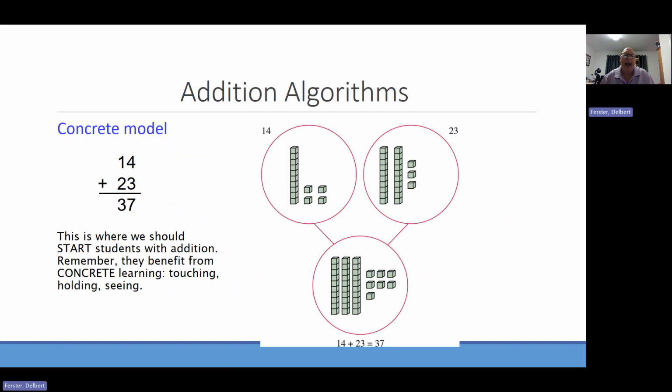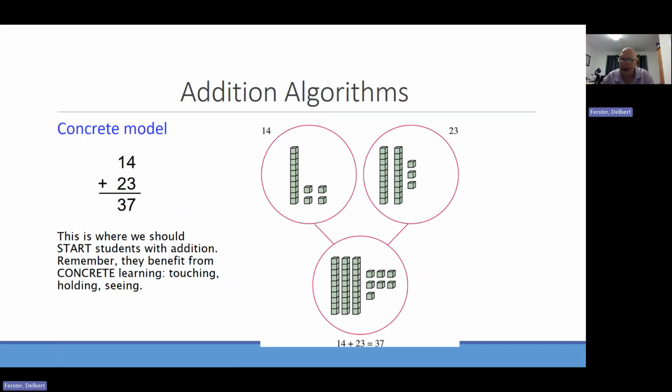All right, here you go. We're going to add 14 and 23 by using base 10 blocks. For those of you who don't remember, base 10 blocks have different shapes. You get those little single ones, I'm going to call them nubs or whatever, singles if you wish. So in the first circle, you've got 14. The 10 in the 14 is represented by that stick.